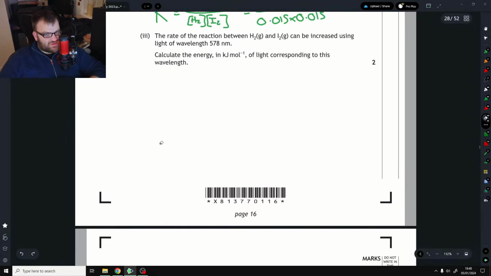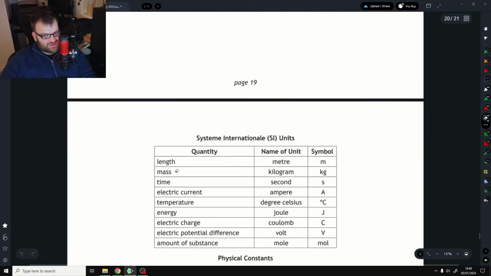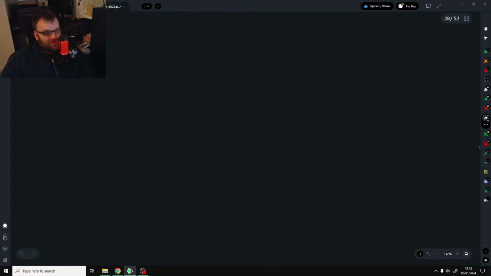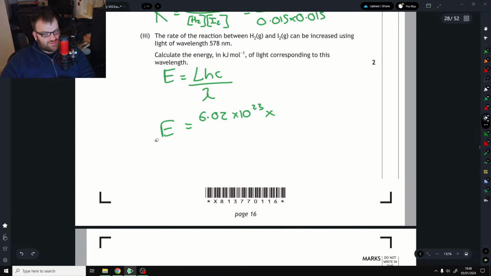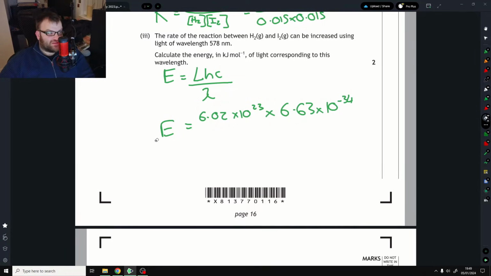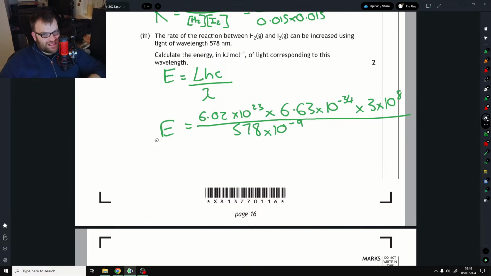Next up, we're asked to calculate the energy of light. We're going to use E equals LHC over lambda. You can get those values from the data booklet down on page 20. That will give you 6.02 times 10 to the 23, 6.63 times 10 to the minus 34, 3 times 10 to the power of 8, all over. We are given it in nanometers. We want to use meters. Just pop on times 10 to the minus 9 onto your wavelength.